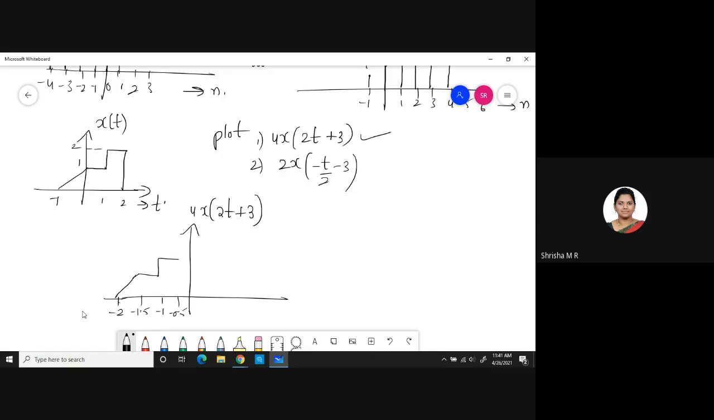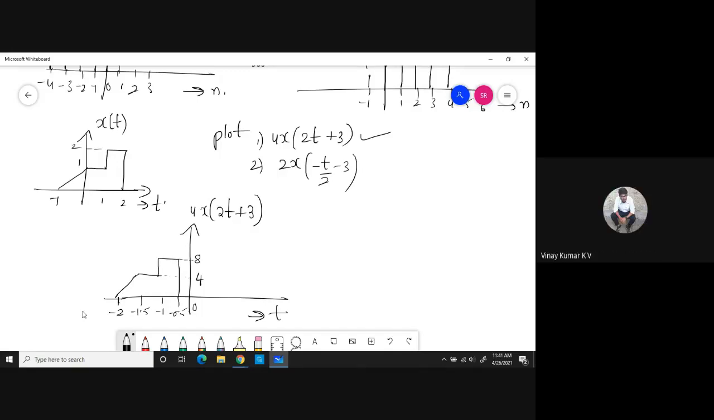What about the others, you have done? Yes, ma'am. Are you finding it difficult if I draw the final answer, or are you able to do it? So what is the amplitude here and what is the amplitude here? Ma'am, 4 and 8. 4 and 8, right? Got it, everyone? You got the same?